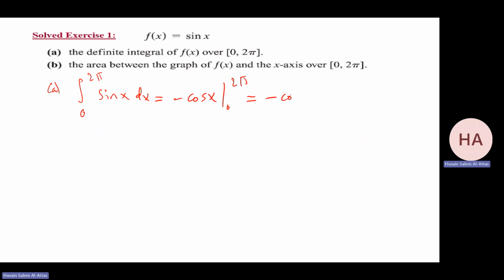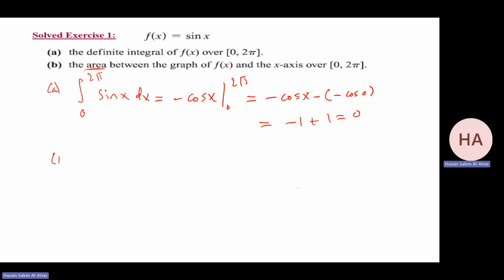That will give me minus cosine 2 pi minus, minus cosine 0. That is minus 1 plus 1, which will give me 0. Okay. However, when I want to deal with the area, I need to be careful.